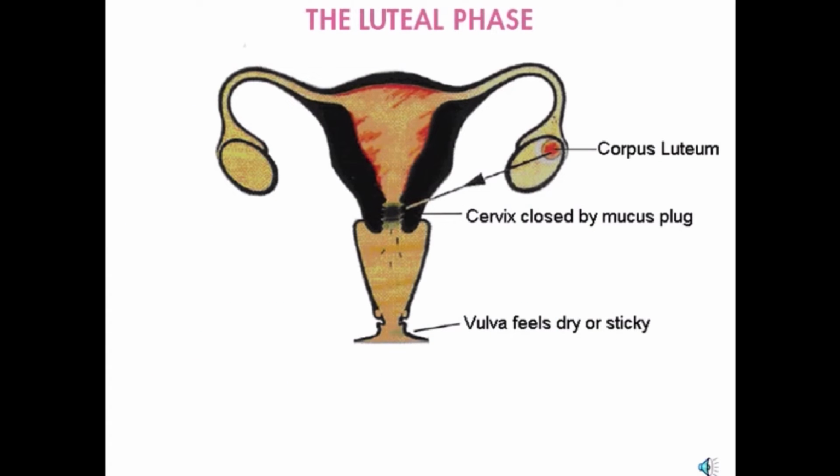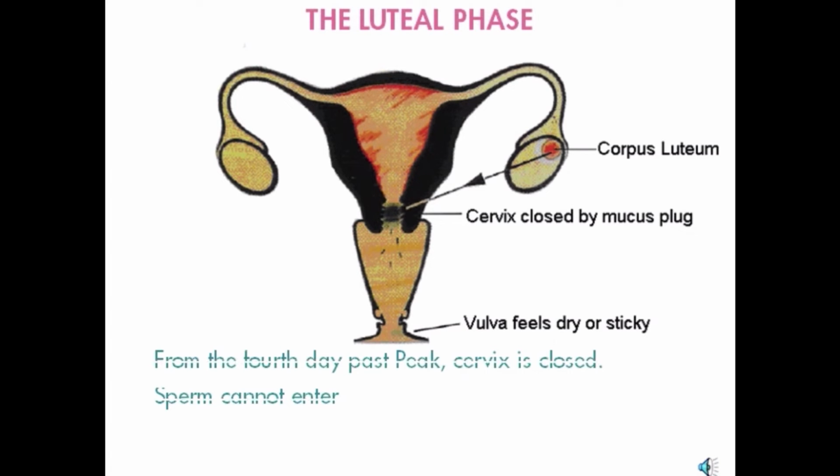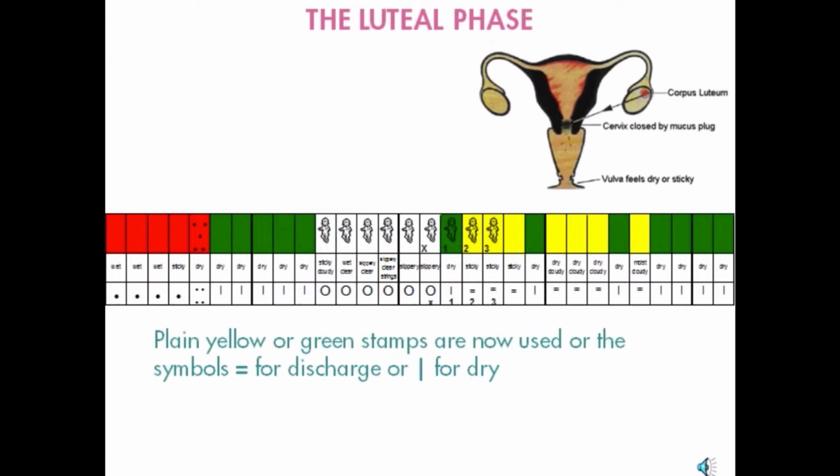The final phase of the cycle, from ovulation to menstruation, is called the luteal phase. From the 4th day past the peak, the cervix is closed and sperm cannot enter. Unless conception occurred, the egg is already dead. Fertility is over for this cycle. The remainder of the cycle is charted with plain green or yellow stamps or the relevant symbols, depending whether the woman is dry or has a discharge.